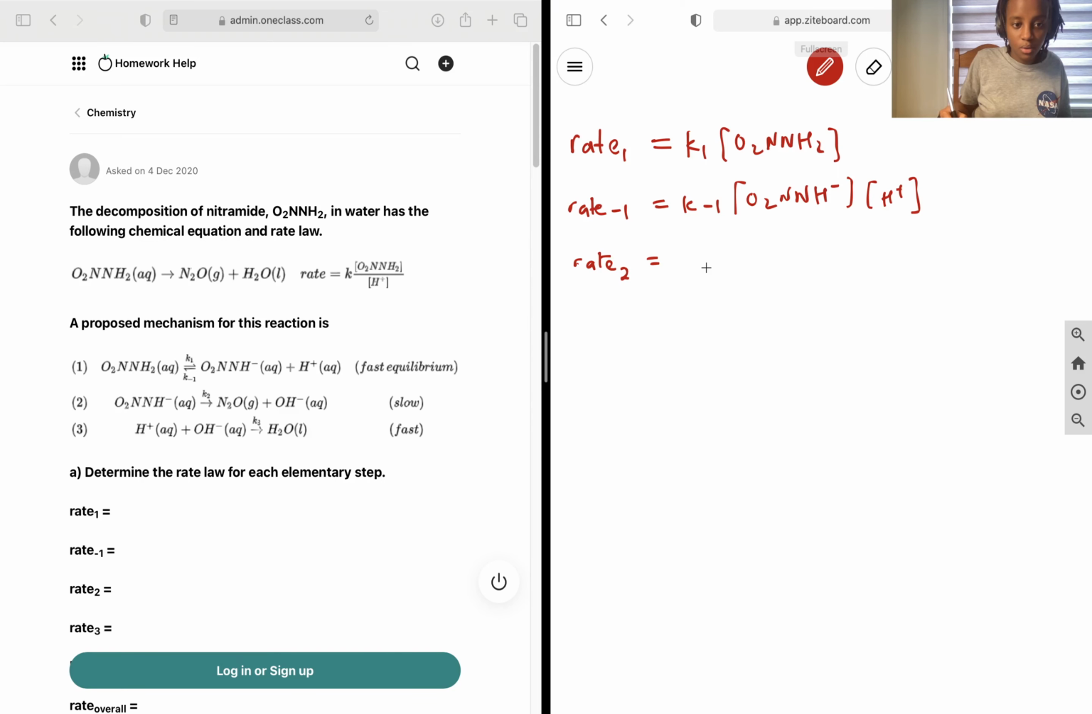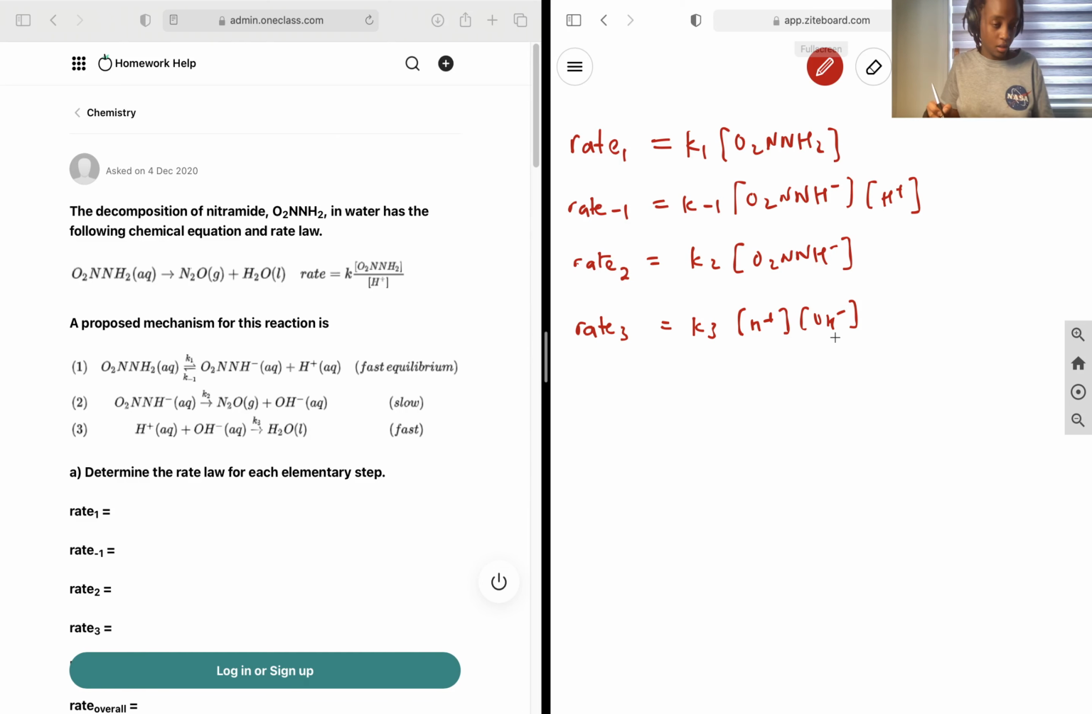Rate 2 is going to be equal to K2 times the reactant that we have in that equation, which is O2NNH minus. And lastly, rate 3 is going to be equal to K3 times H plus times OH minus. And these are our individual rate laws. And so we know that the overall rate law depends on our slowest reaction's rate law, and our slowest reaction is going to be this one.